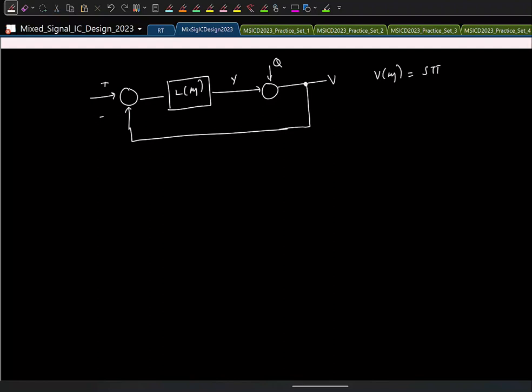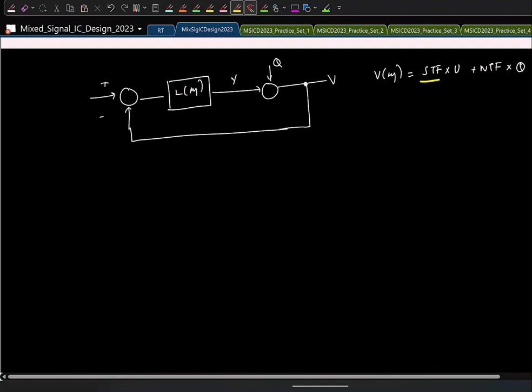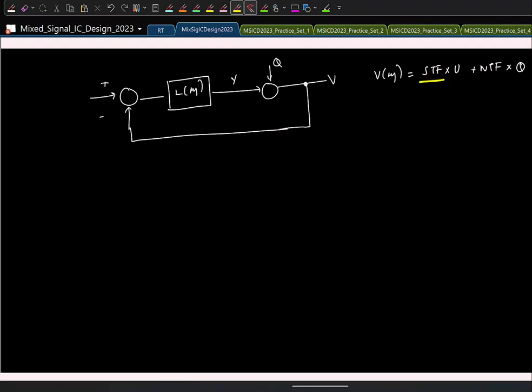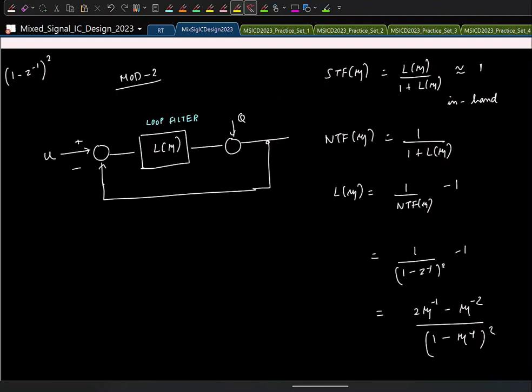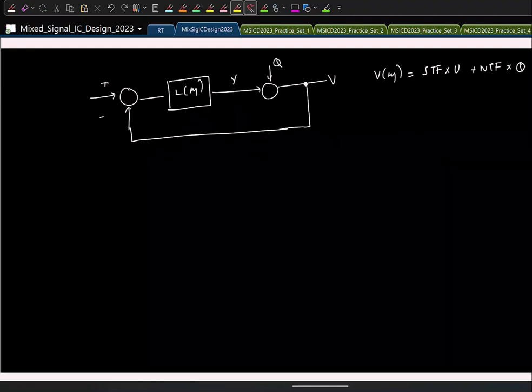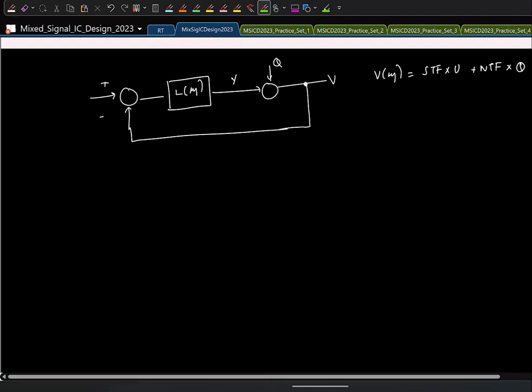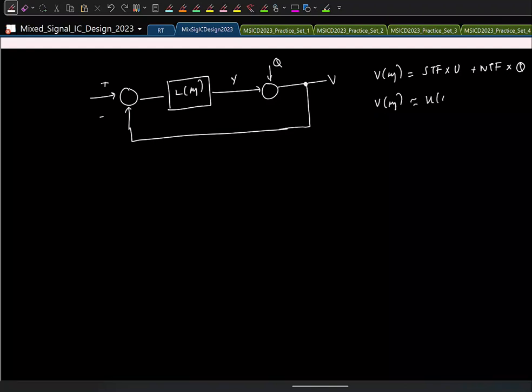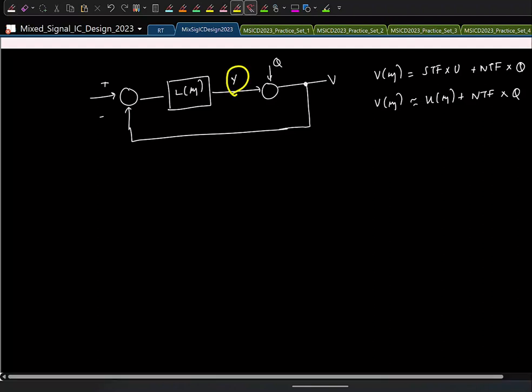I mean, it's going to be some STF times U plus NTF times Q. But within the signal frequencies, what can you say about STF? It's approximately 1, we just saw, right? So STF is L by 1 plus L. My loop filter will have a lot of gain at low frequencies, so approximately 1. So I'll basically approximate this as, V of Z is approximately my input plus NTF times Q. I mean, everything is in Z domain, I'm not writing that Z, okay? Now, if that is the case, can you tell me what is Y?